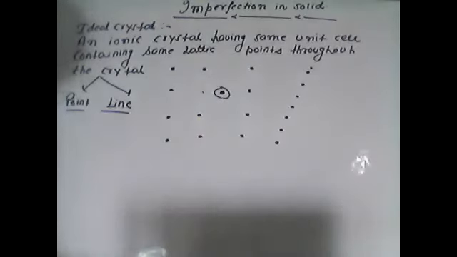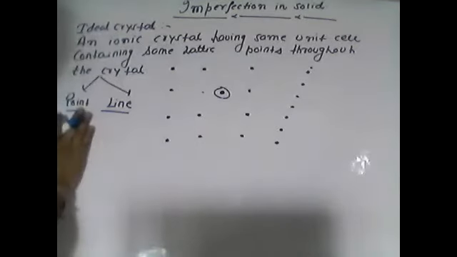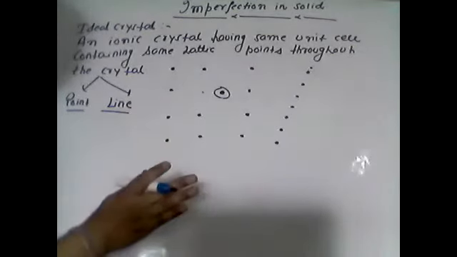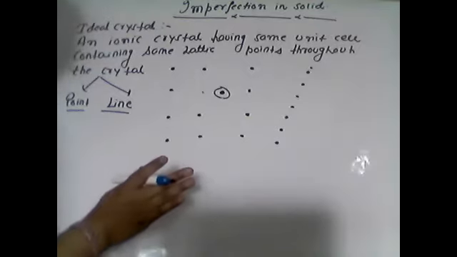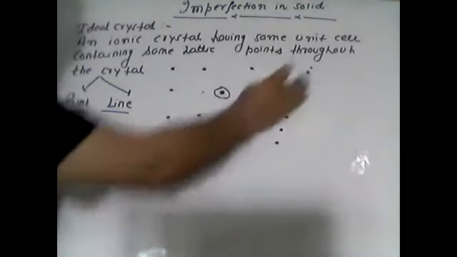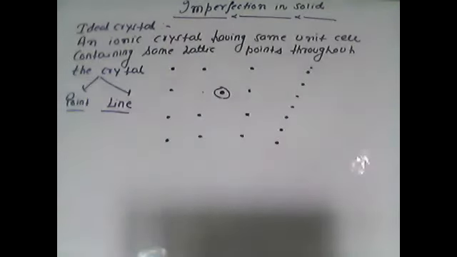In our syllabus, line defect is not there, only point defect is there. So an ideal crystal is not going to exist in nature. How is a defect created? This is a point defect, this is a line defect, that's fine. How is a defect created? What happened? You can say at absolute zero.